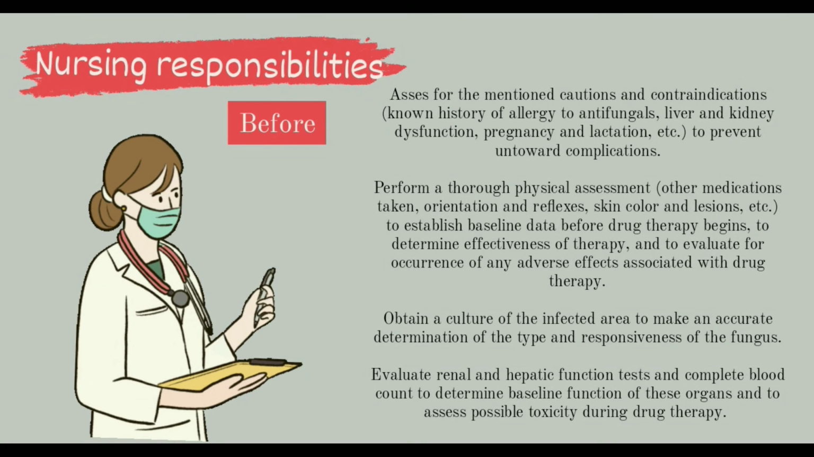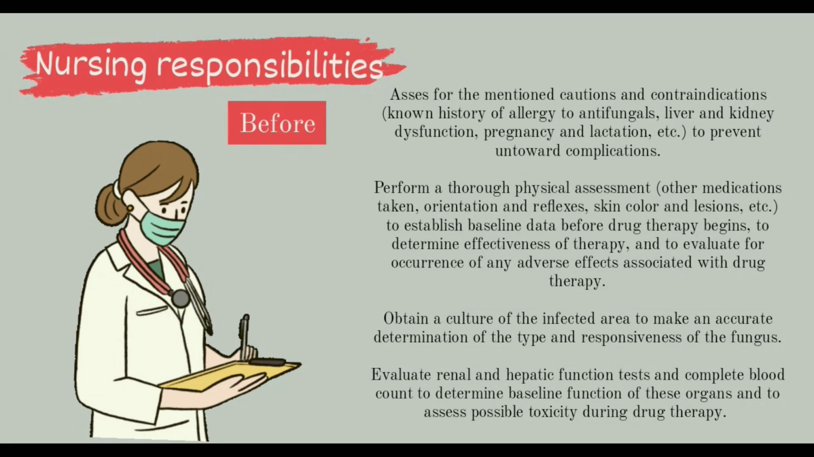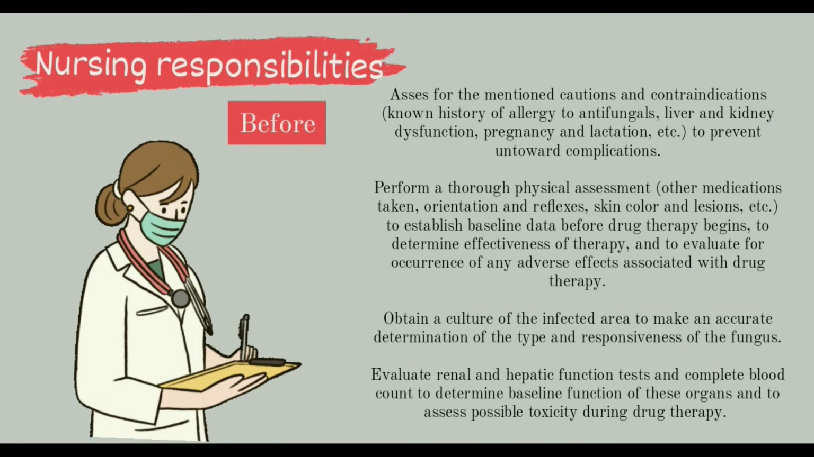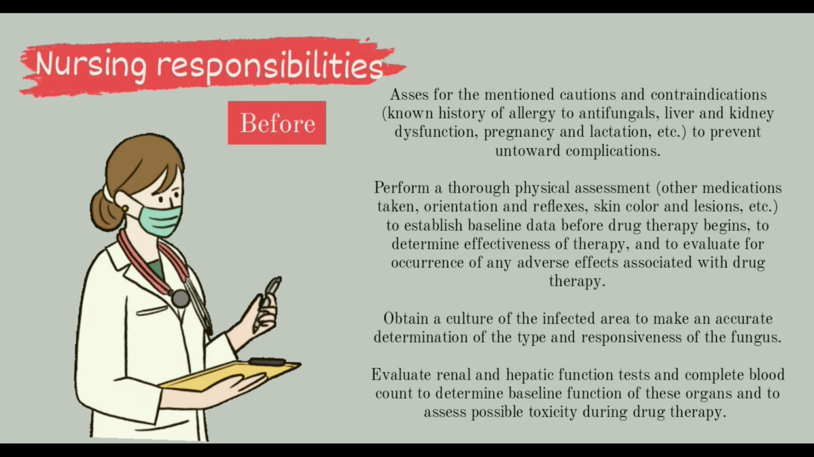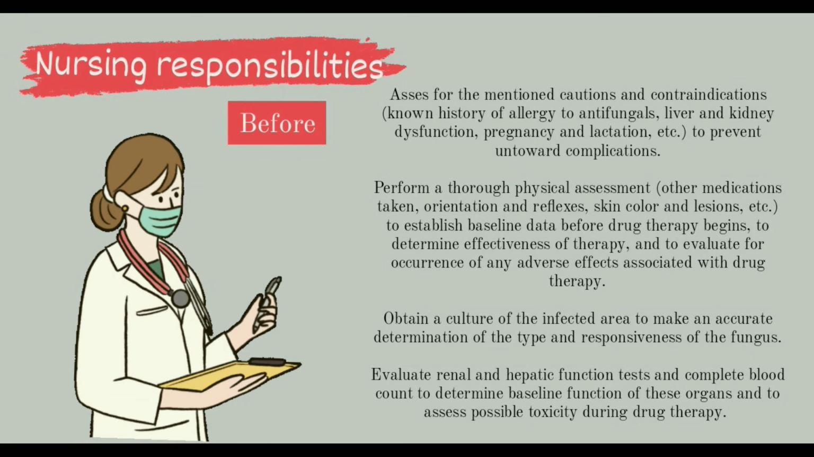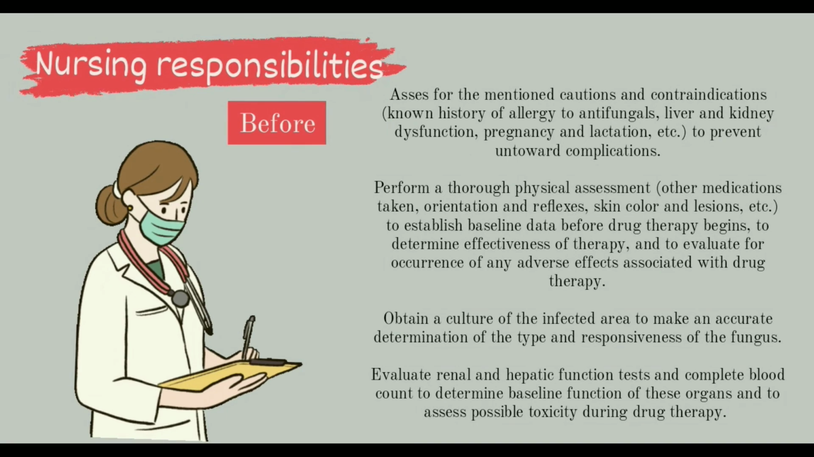Before therapy, assess for the mentioned cautions and contraindications to prevent untoward complications. Perform a thorough physical assessment to establish baseline data, to determine effectiveness of therapy, and to evaluate for occurrence of any adverse effects associated with drug therapy. Obtain a culture of the infected area to make an accurate determination of the type and responsiveness of the fungus. Evaluate renal and hepatic function tests and complete blood count to determine baseline function of these organs and to assess possible toxicity during drug therapy.